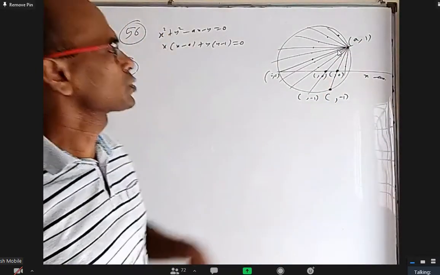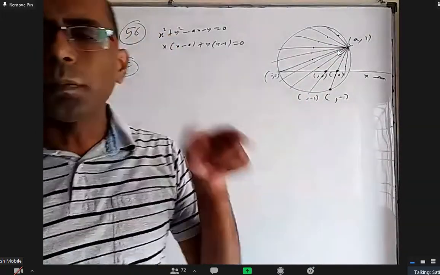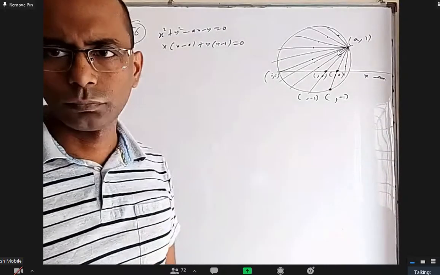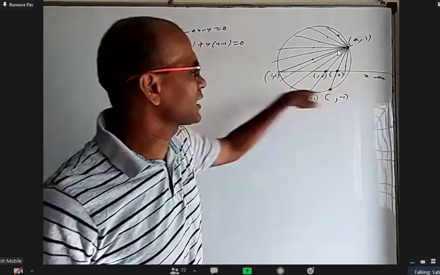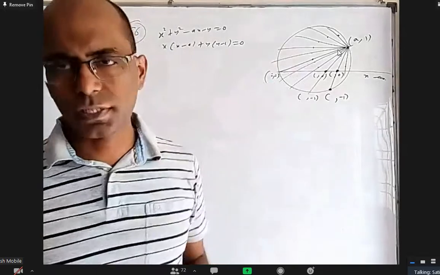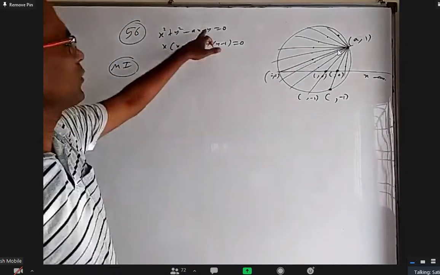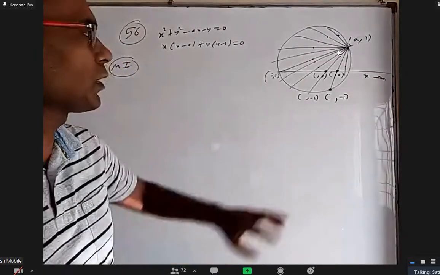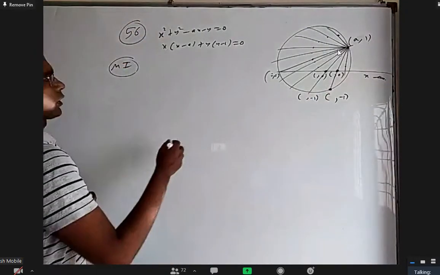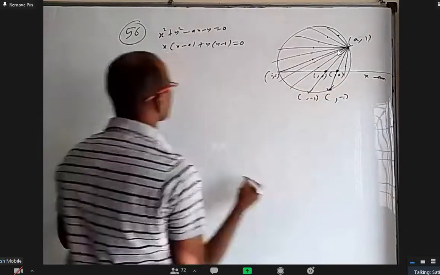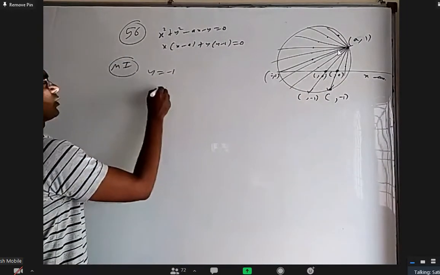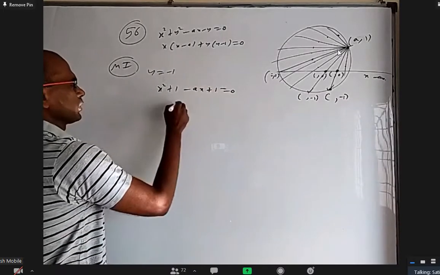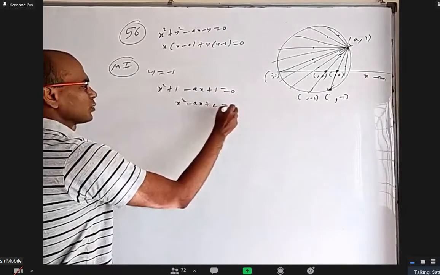So that means on the circle, how many points should be there with y coordinate minus 1? Two. That means the line y equal to minus 1 should intersect the circle twice. Simply put y equal to minus 1 here, we'll get a quadratic equation in terms of x. We should get two x values because we want two such points. We want one here and one here. So when I put y equal to minus 1, you get x square plus 1 minus ax plus 1 equal to 0. X square minus ax plus 2 equal to 0.